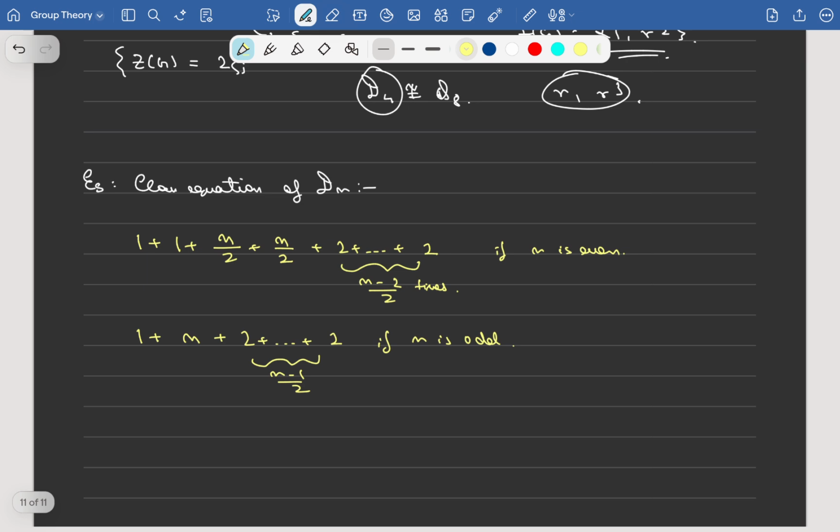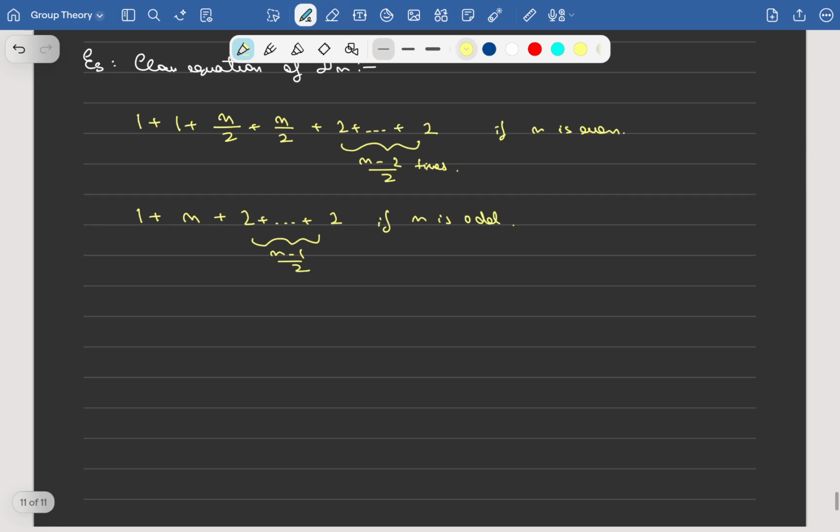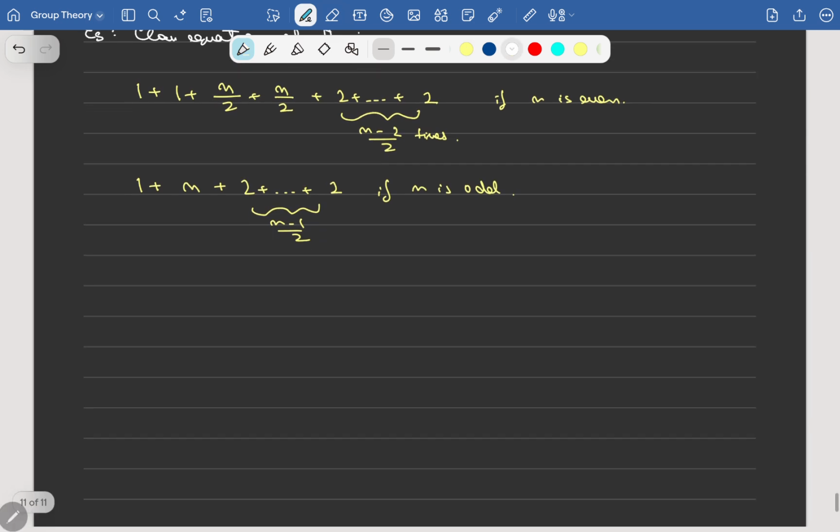So what should be the class equation of an abelian group? All ones, right? The class equation of an abelian group should be all ones. What is the class equation of Q8? It will typically come out in the following sense. What are the elements in the center? You have 2 ones, and then you have all 2s.